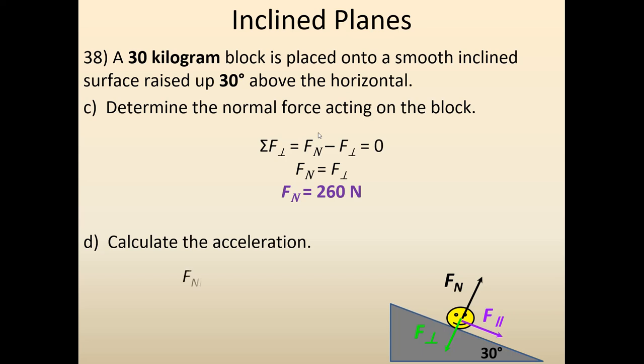And then to calculate the acceleration, again, the only force that's unbalanced, that's acting in the plane of acceleration, is going to be that F parallel. So the net force is the parallel force. So I'm going to take that 150 newtons that we got before, divide it by 30, and we end up getting 5 meters per second squared.